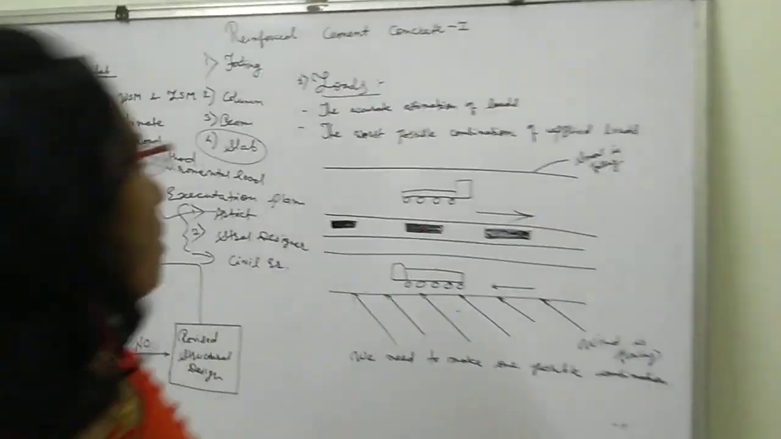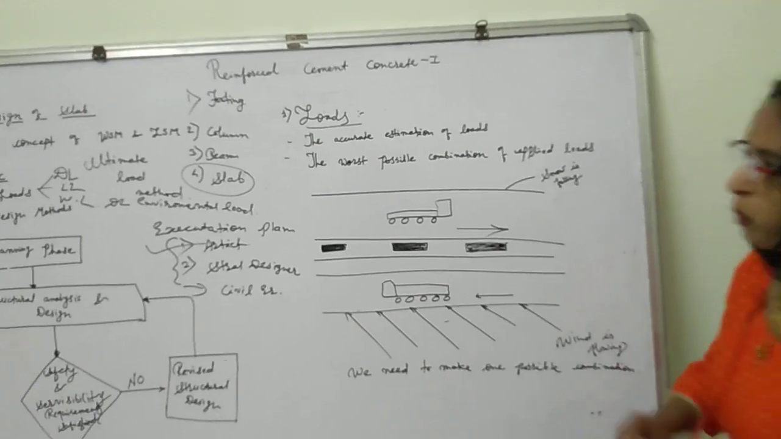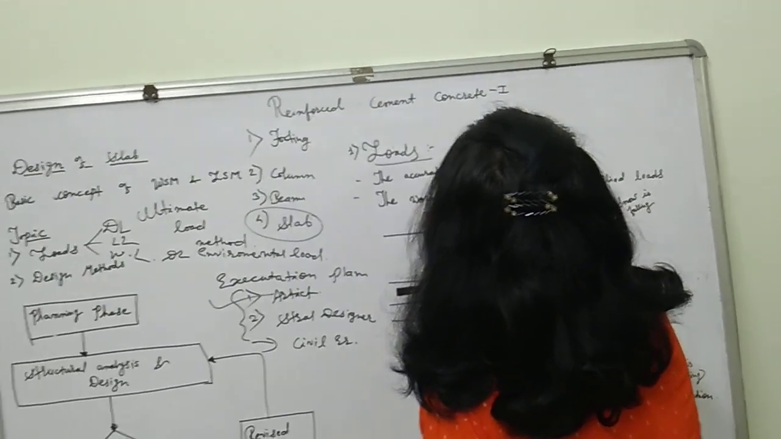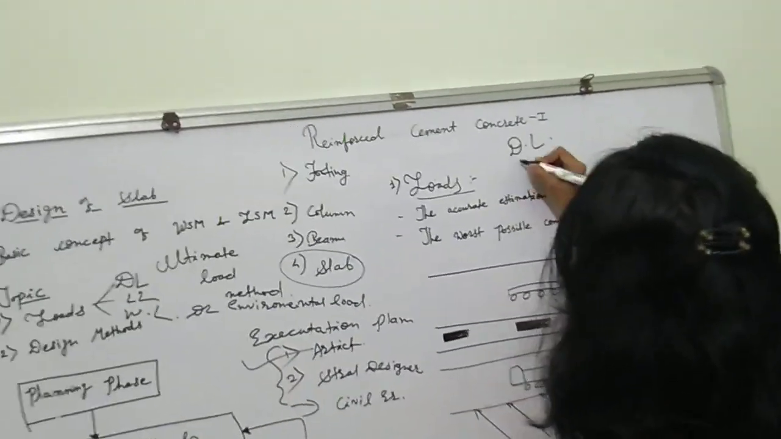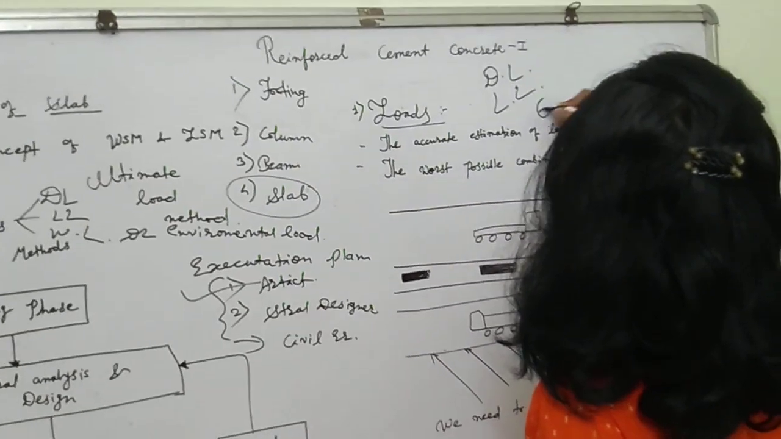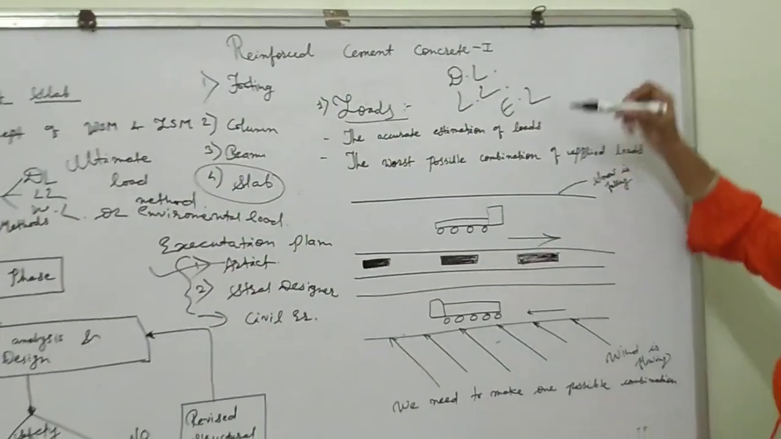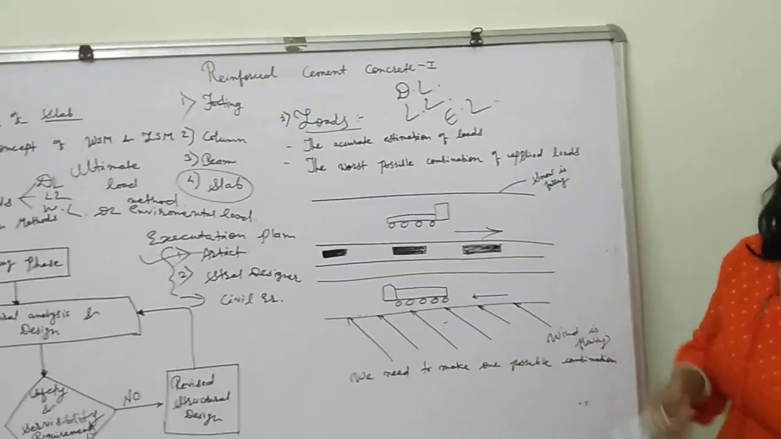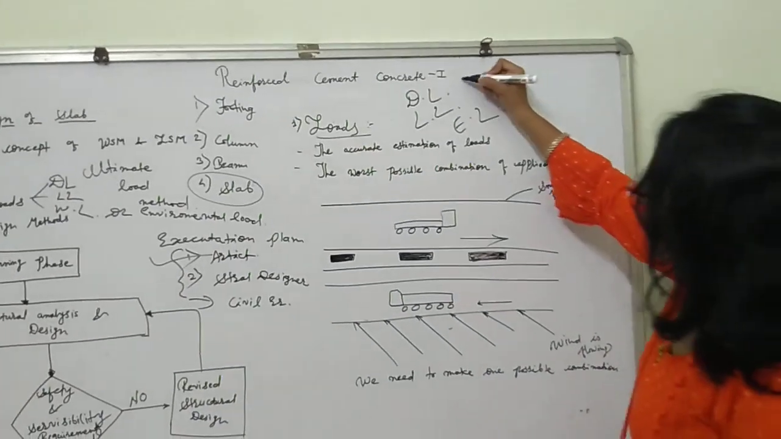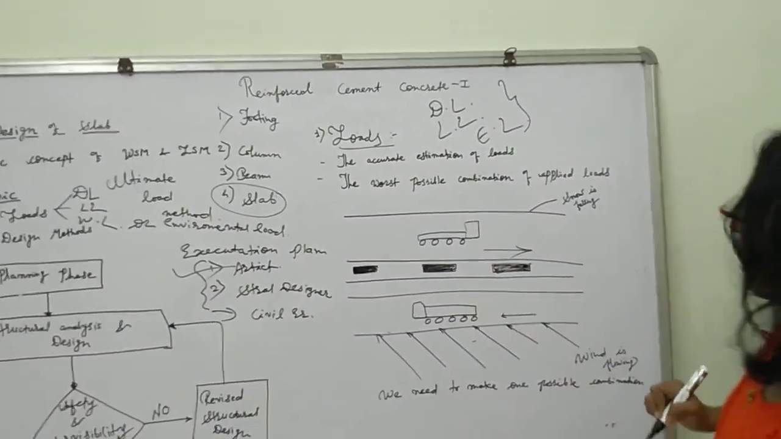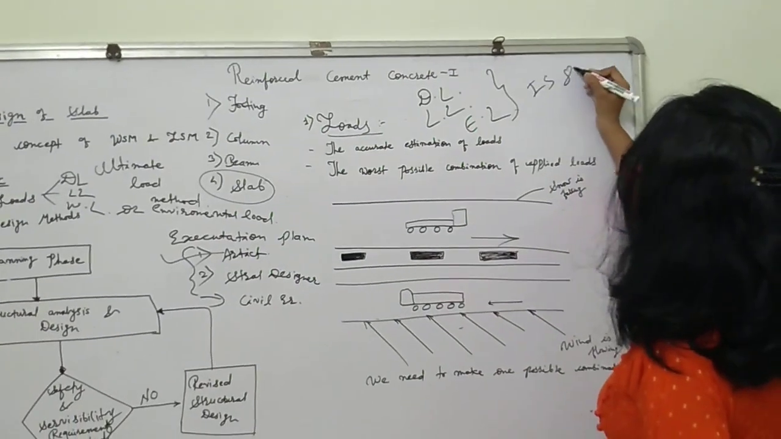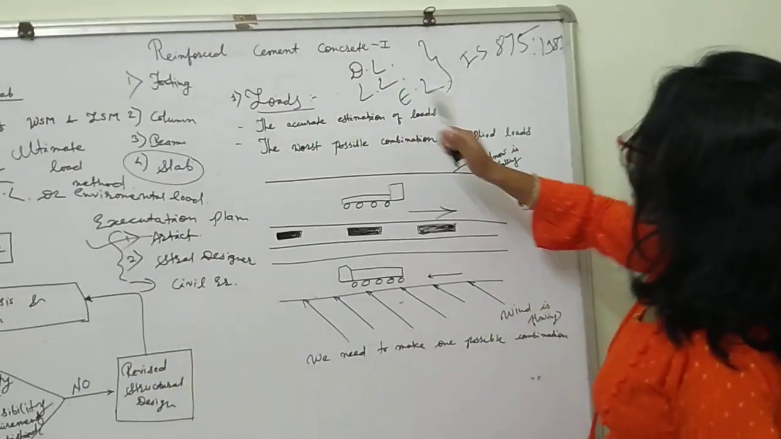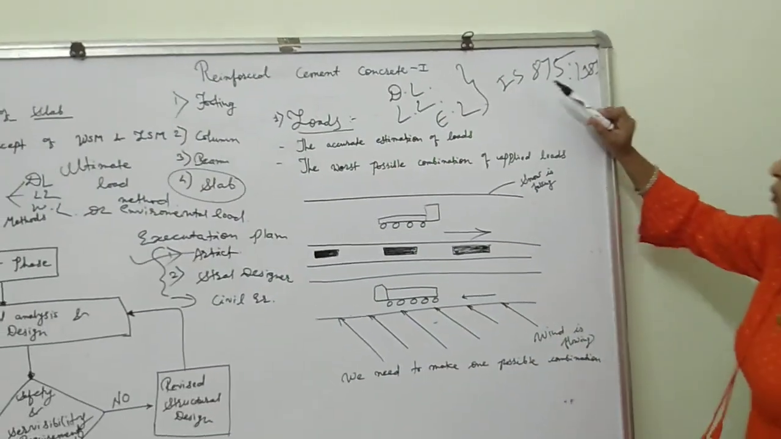Then let's see about the loads. Various types of loads are acting on the building. That is dead load, live load and environmental load. Environmental load means earthquake load, snow load or wind load. For these types of load, we can use the IS code, IS 875 1987. Dead load, live load and environmental loads come under part 1 to part 5.